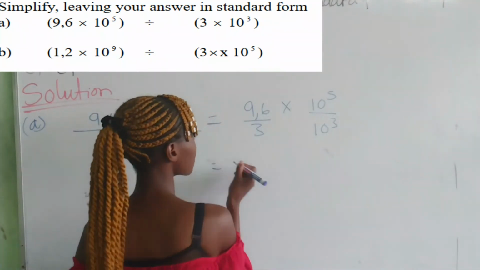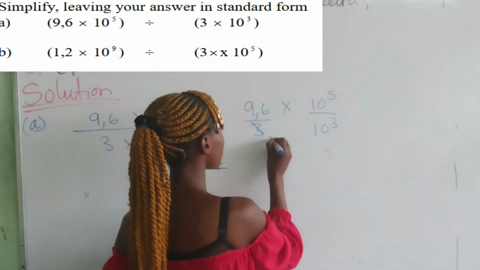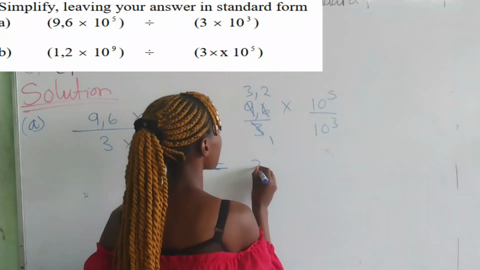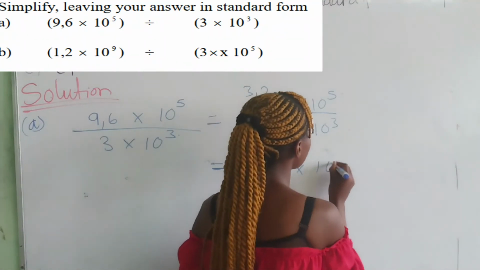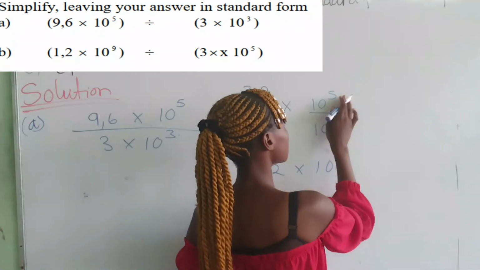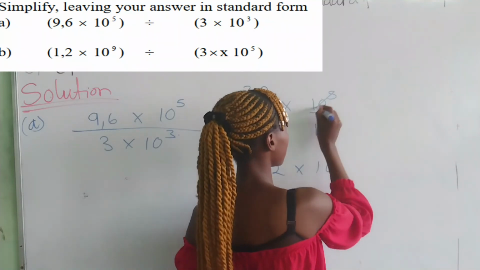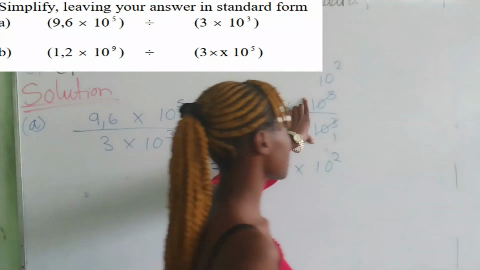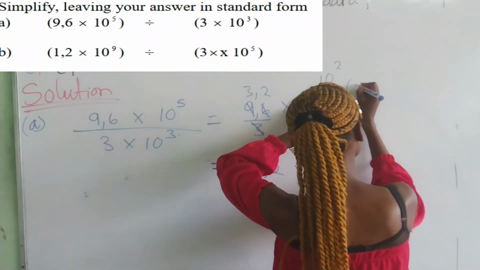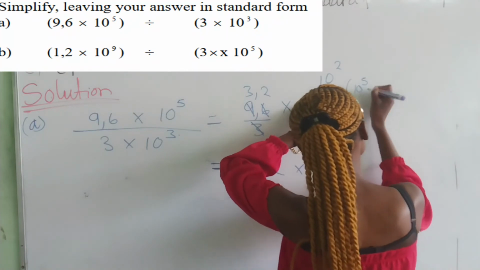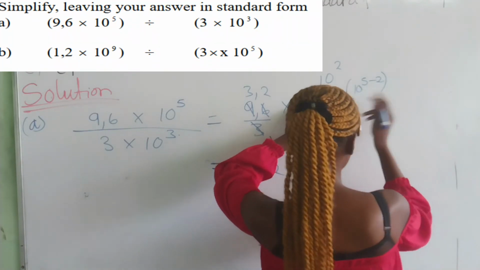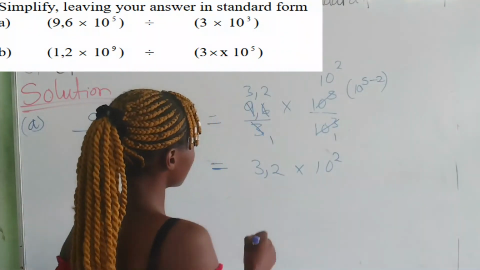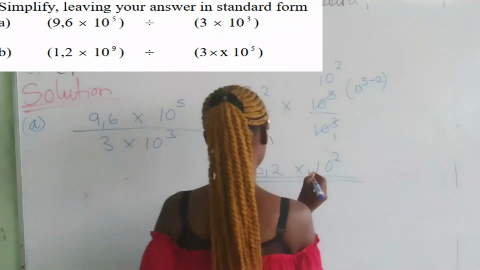Then we simplify, guys. 3 into 9, 3, and 3 into 6, 2. This is 3.2 times 10. For the powers, it's much simpler to say 10 to the power 5 minus 2. That's the subtraction. So we get 3.2 times 10 to the power 2. Okay?